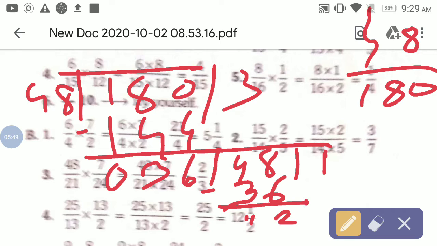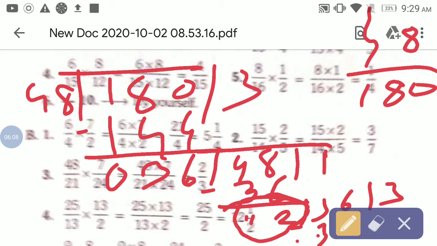So 12 and here it will be 36. So definitely 12 multiplied by 3, you will have 36. So you will get here 0, 0. So 12 is your last divisor and that is your HCF.